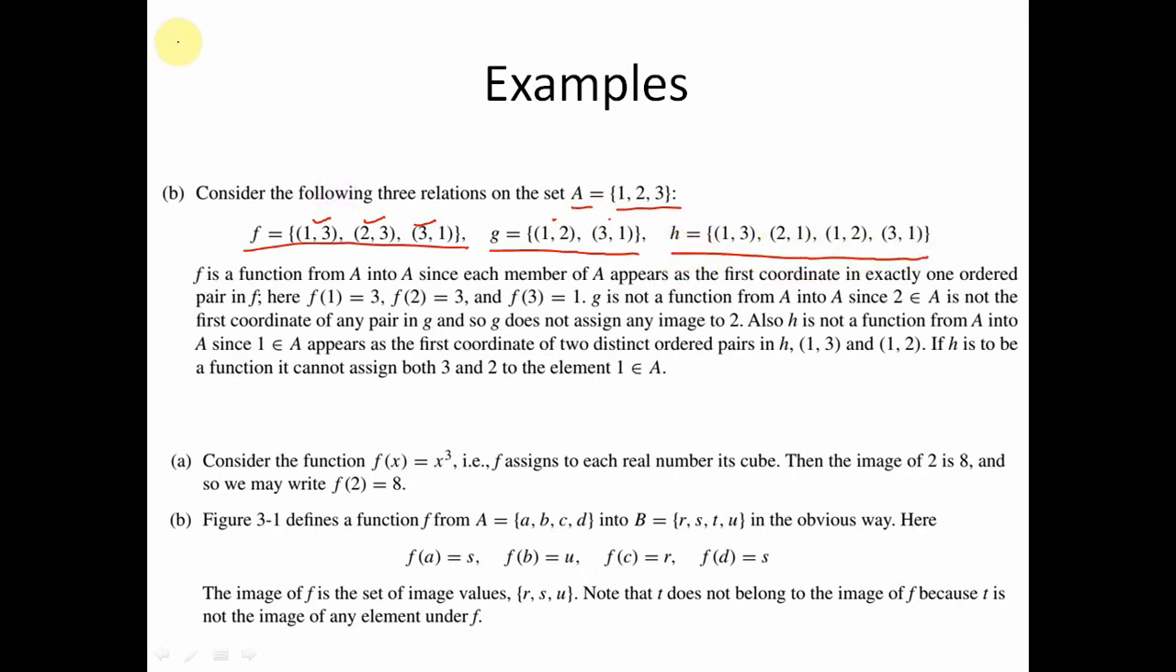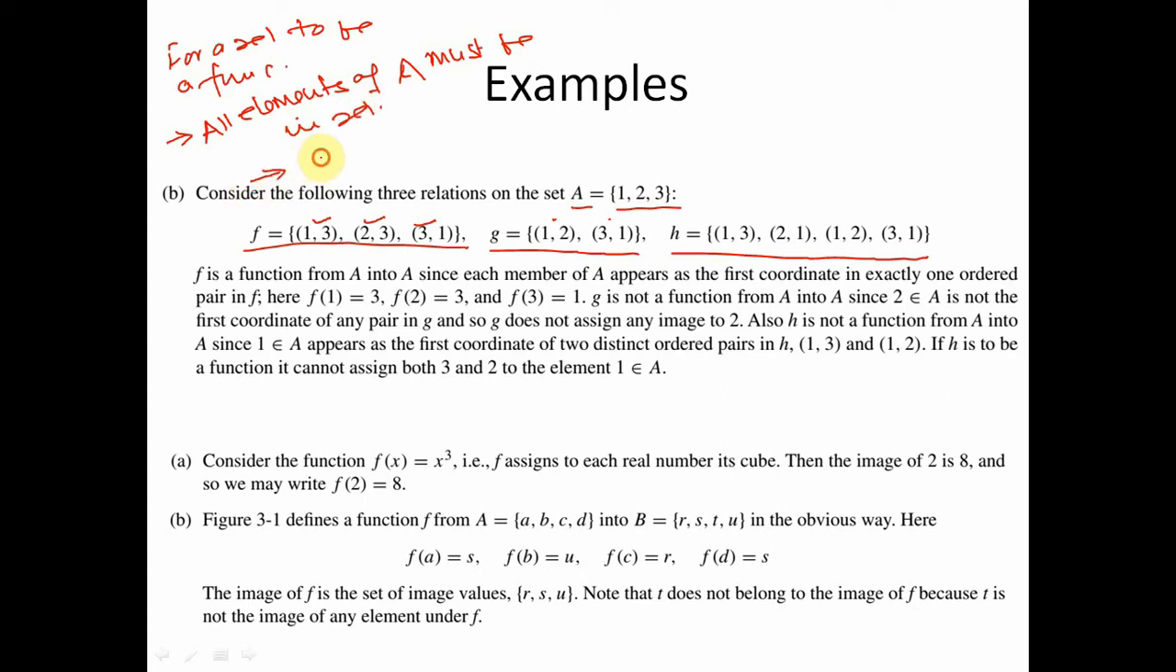Now please remember the two conditions that we talked about for a relation to be a function. What was the first condition? All elements of A must be in relation. And what was the second condition? Every element a belonging to A must be mapped to a unique b belonging to B. Pardon my writing. It's difficult writing on this tablet.